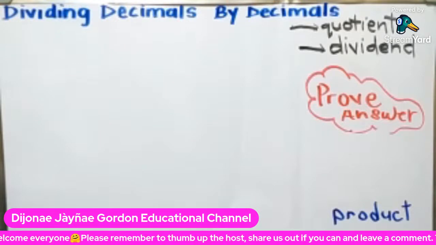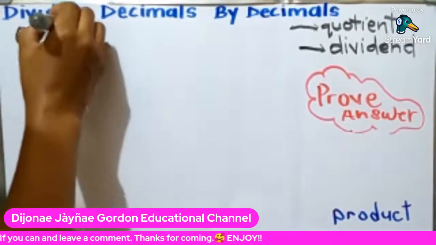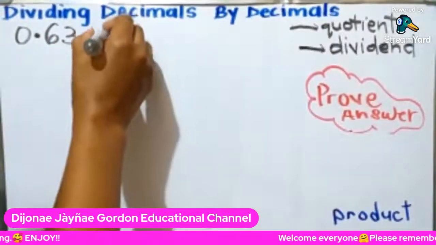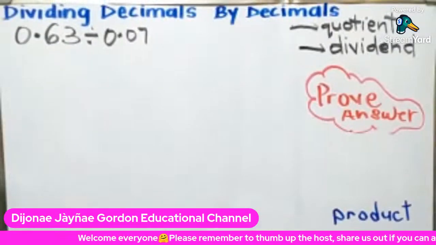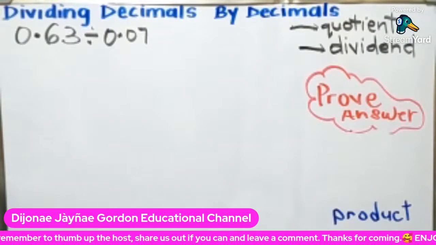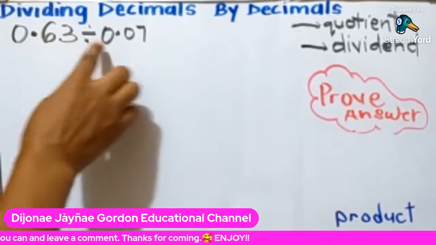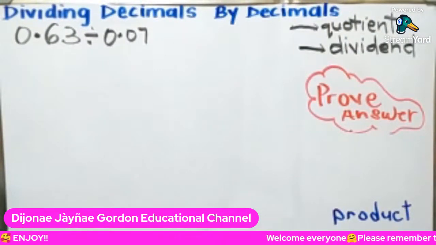The next problem we have is 0.63, and of course, we're dividing by 0.07. All right, so as I said, the first thing we do is to try to identify the different parts that we are working with. And of course, 0.63 is known as your dividend, and 0.07 is known as your divisor. We are to solve this to find our quotient, which is our answer.